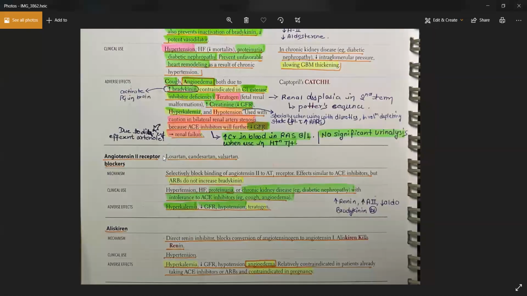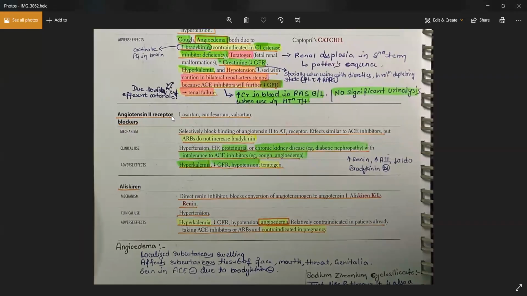Then you have the angiotensin 2 receptor blockers. Up to angiotensin 2, all the levels will be increased: an increased level of renin, angiotensin 1, and angiotensin 2. But because angiotensin 2 cannot act on its receptor, it cannot activate the aldosterone, so you'll have a low level of aldosterone. Because the angiotensin converting enzyme is normal, you will have a normal level of bradykinin also. They block the AT1 receptors of angiotensin 2. The effect will be similar to that of ACE inhibitors, but with no change in bradykinin levels. You will have a high level of angiotensin 1, 2, and renin.